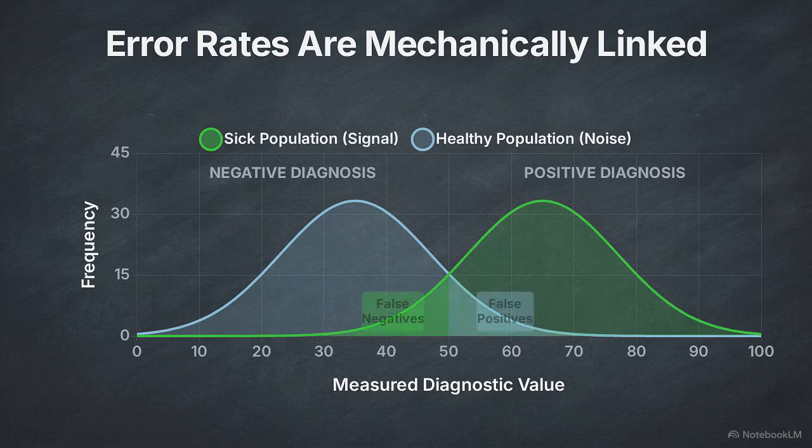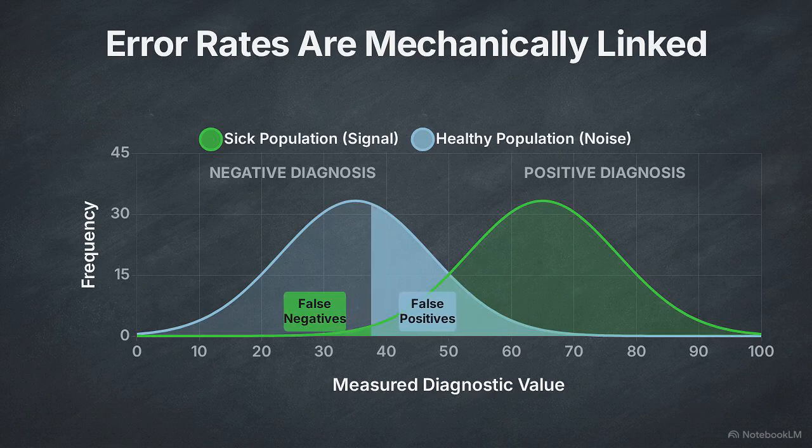The healthy curve bleeding to the right creates false positives. The sick curve bleeding to the left creates false negatives. This overlapping geometry means the 2 error types are mechanically linked. If you slide the criterion to the left to catch more of the sick patients, you capture more of the healthy curve along with it, mathematically forcing an increase in false alarms.